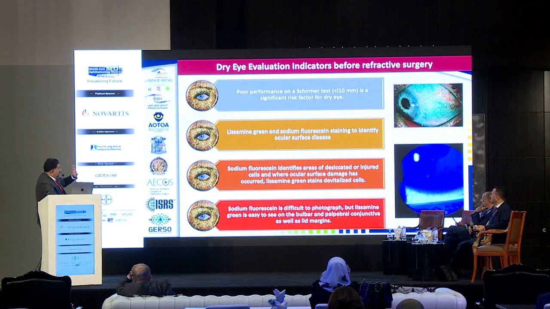Poor performance on Schirmer tests, less than 10 millimeters, is a significant risk factor for dry eye disease. Lissamine green and sodium fluorescein staining identify ocular surface disease. Sodium fluorescein also identifies areas of disrupted or injured cells where there is ocular surface disease. Sodium fluorescein is difficult to photograph, but lissamine green is nicer and you can see it perfectly, more than fluorescein.